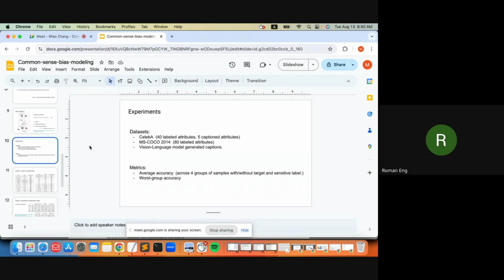Thanks, Miao. Great presentation. I'm actually a PhD student myself, and I'm leaning towards bias, so I actually love your idea. This is more leaning towards grounding and alignment. Common sense may not always be universal across different cultures, different parts of the world.